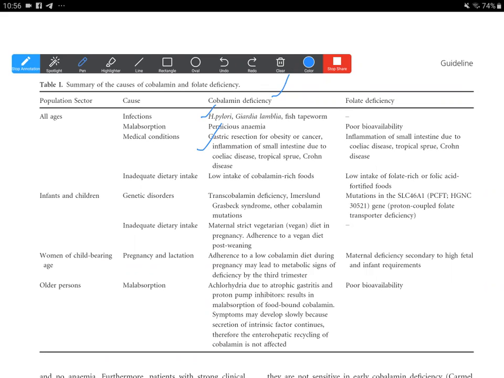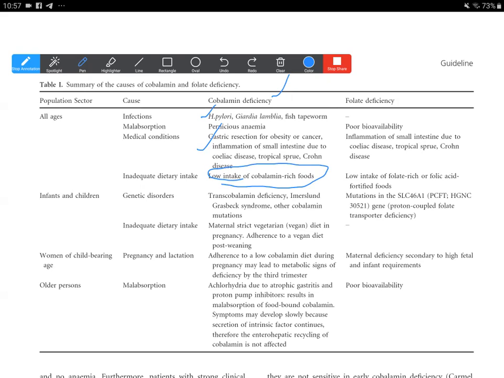And then the absorption occurs in the ileal mucosa. So this is mostly in the ileum that the attachment of intrinsic factor occurs. So any sort of ileal disease like tropical sprue, celiac disease, and Crohn's disease can affect the absorption part of it. Then, either there is low intake of cobalamin rich foods. Cobalamin rich foods are mostly things like meat.